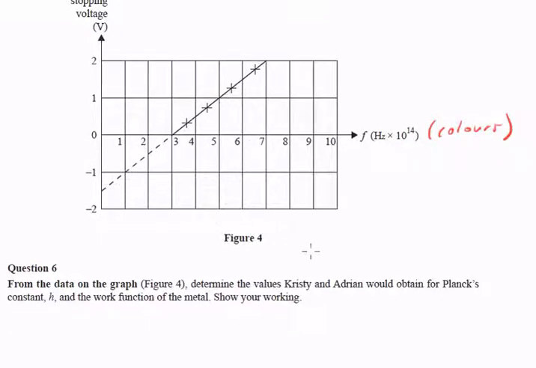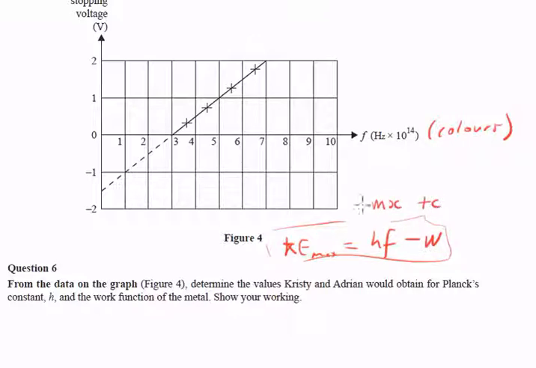Now remember, this graph relates to maximum kinetic energy. Kinetic energy max equals HF minus W. This equation is this line. It's a straight line with HF, this is your mx plus c, and minus W is the intercept down here. So really, if we look at this mx plus c, h is the gradient, Planck's constant is the gradient, and W, the work function, is the intercept.